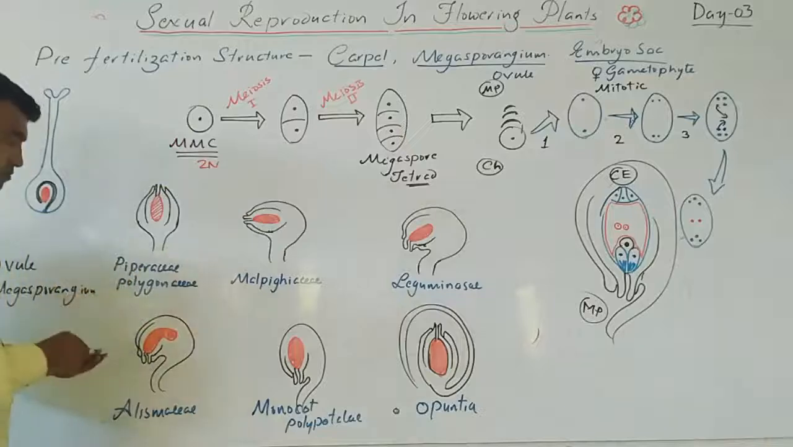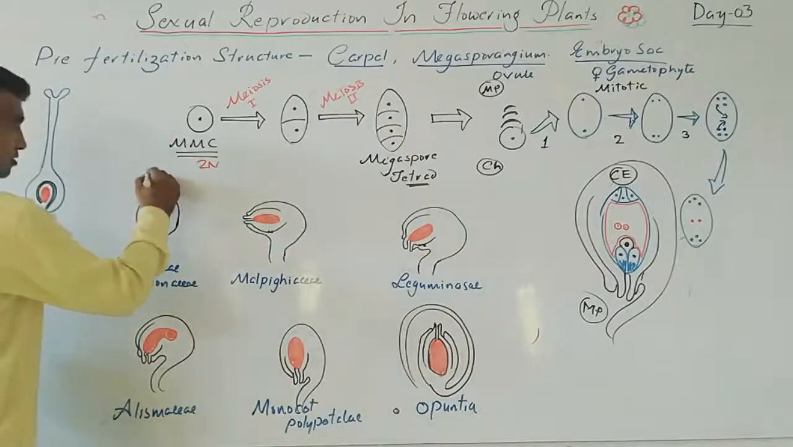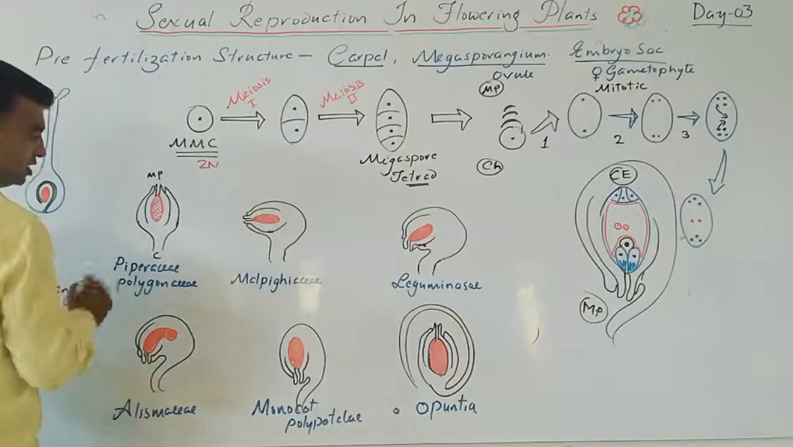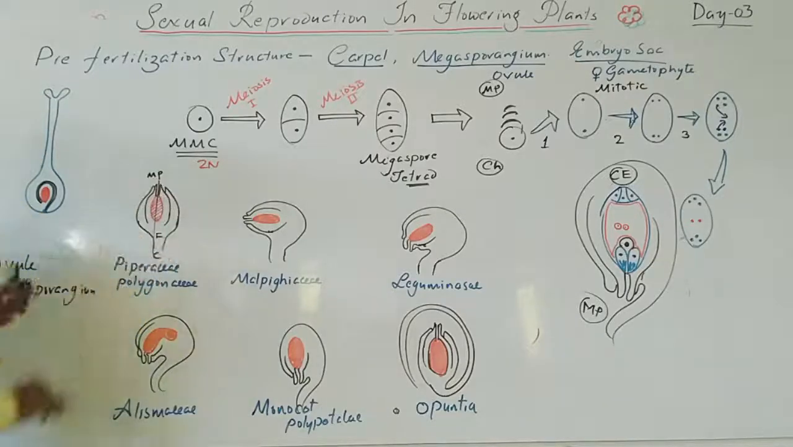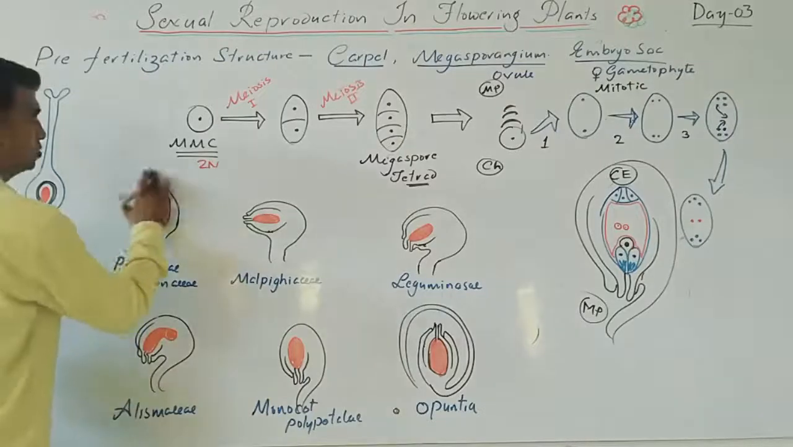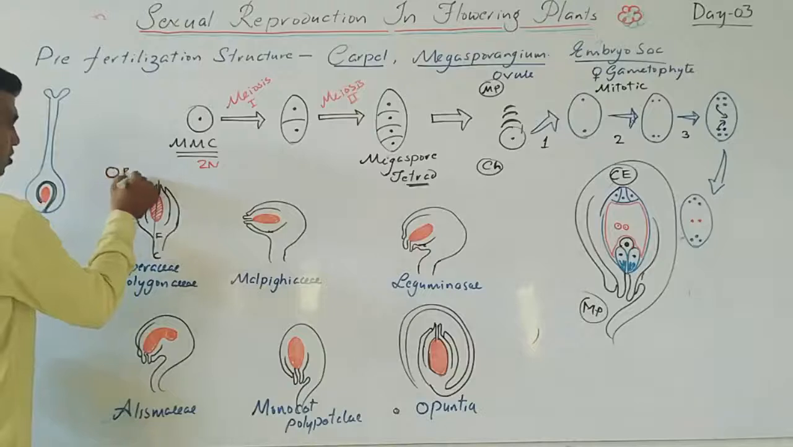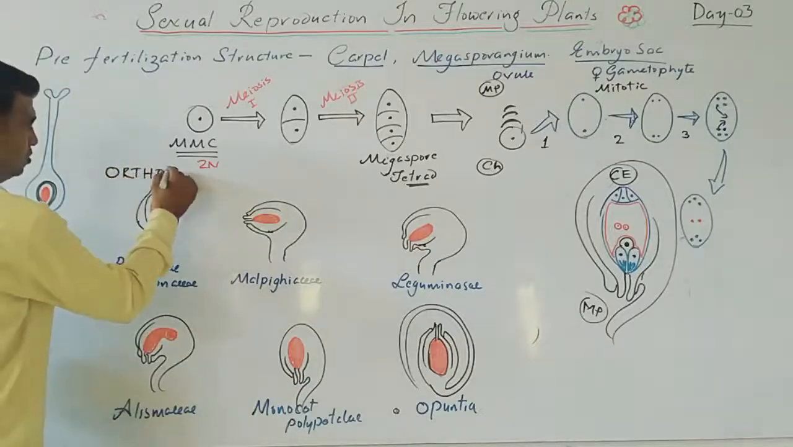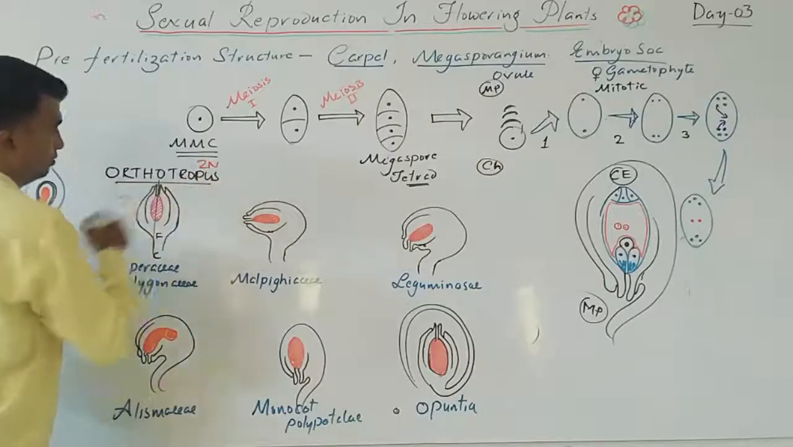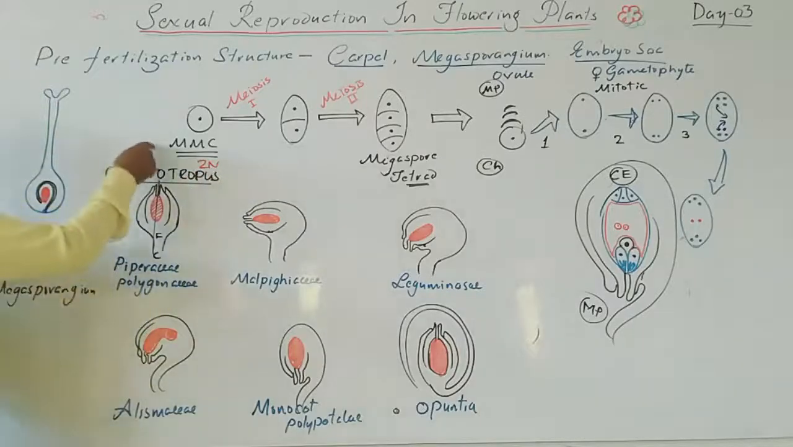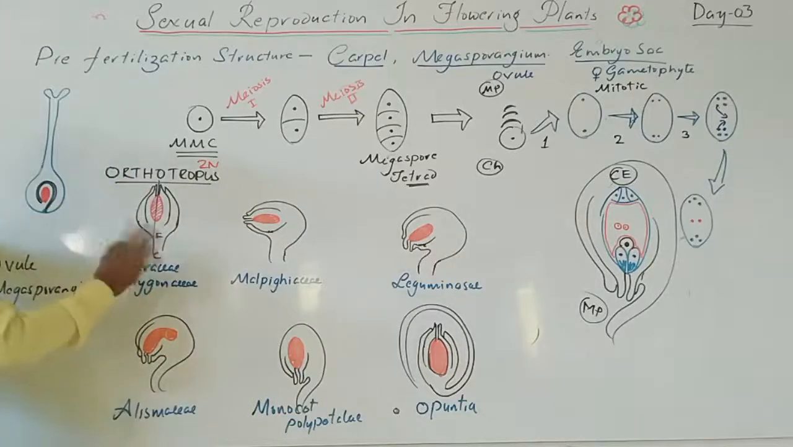In this case, this is a micropylar end, this is the chalazal end, and this is the funicle. All are in a straight line only. So this is an orthotropous ovule. In this case, micropyle, funicle and chalaza are all in a straight line. Curvature is not there. Example, Piperaceae and Polygonaceae.